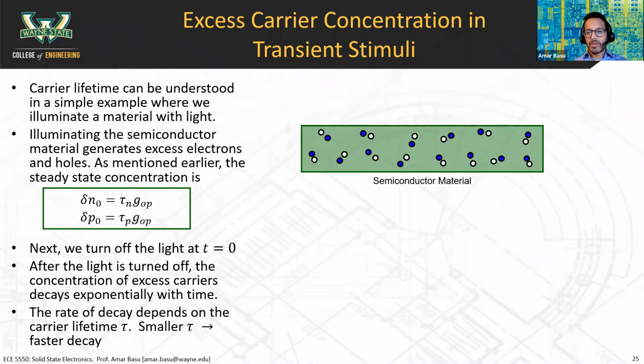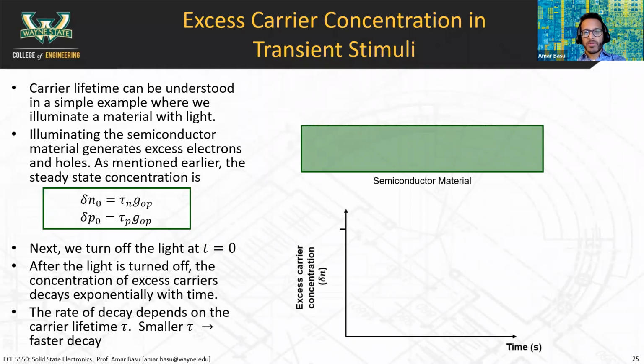So initially, there's a lot of excess carriers. A lot of excess carriers means that these electrons and holes are more likely to bump into each other. So at the beginning, the rate of recombination is high. A lot of them disappear. Then over time, as there's fewer and fewer excess carriers, the rate of recombination decreases. Okay, so if we were to plot this out in time, it would look something like this. It's an exponential decay.